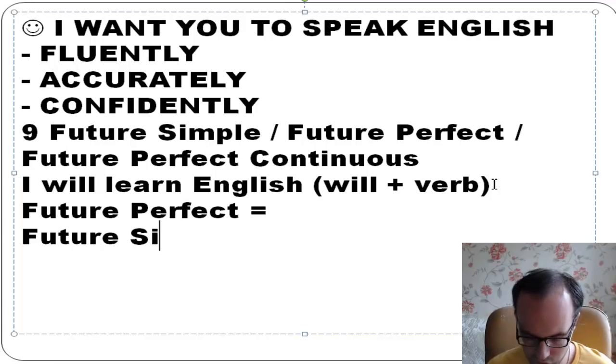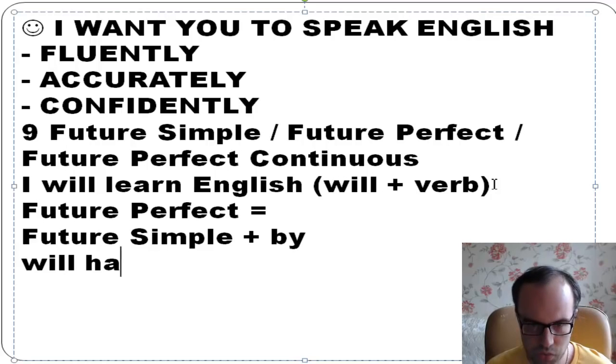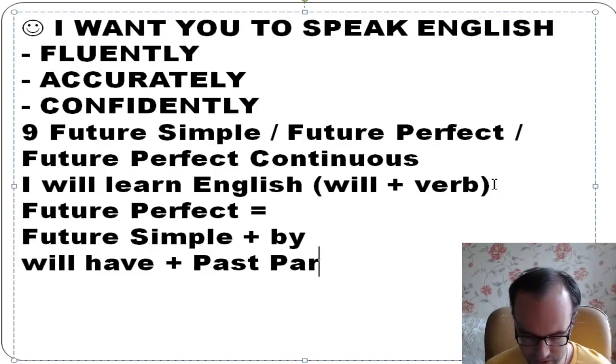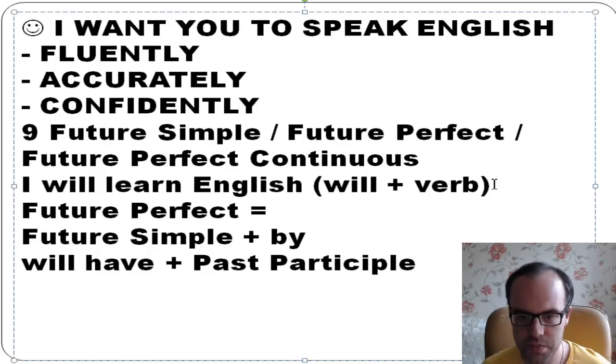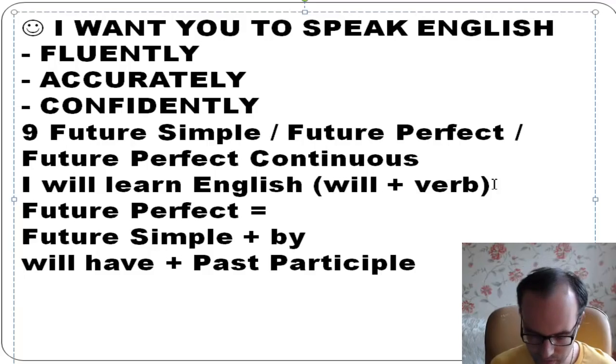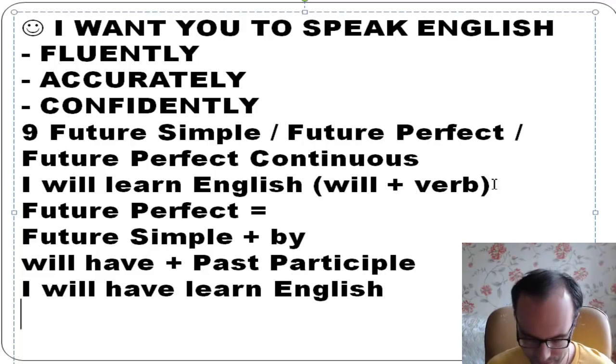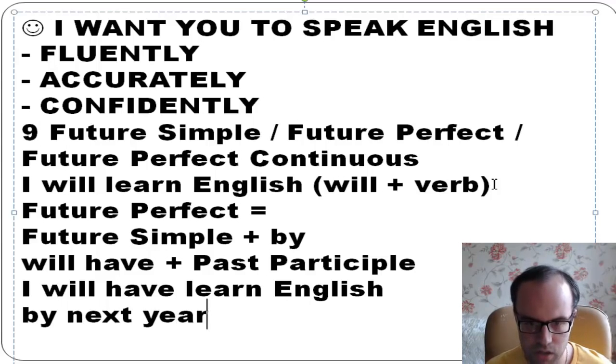So you talk about the future, but you use by, and you form it this way: will have plus past participle. And you know that past participle is the third form, it's another name. Okay, so future simple plus by: will have plus a past participle. So for example, I will have learned English by next year.